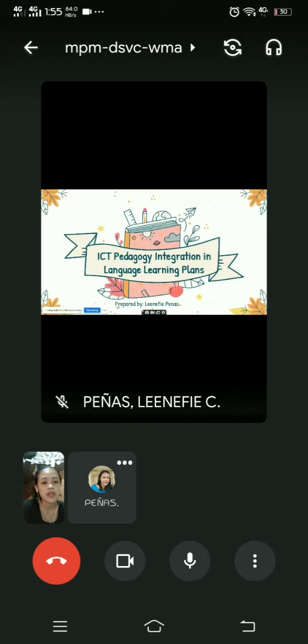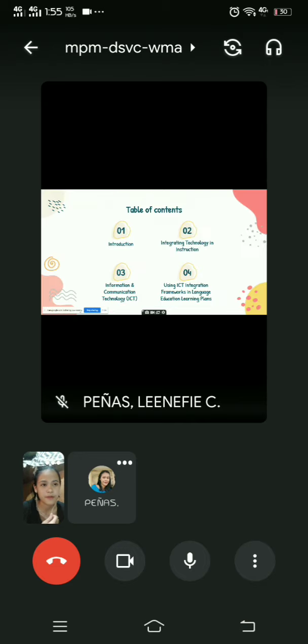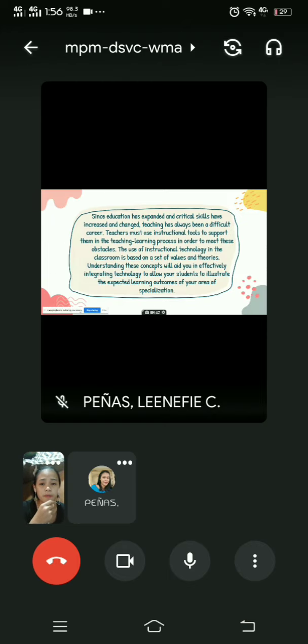For our second topic, we have ICT pedagogy integration in the language learning plan. We have four parts: introduction, integrating technology in instruction, information and communication technology, and lastly, using ICT integration frameworks in language education learning plans. So, introduction. Education has expanded and critical skills have increased and changed.